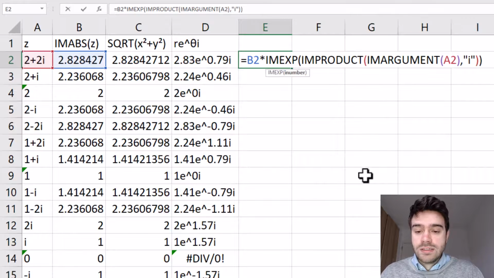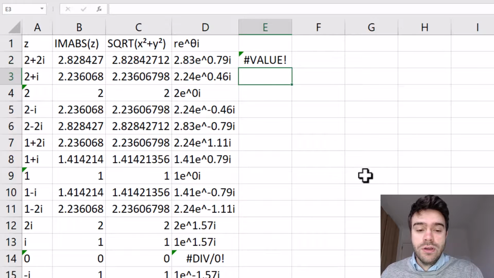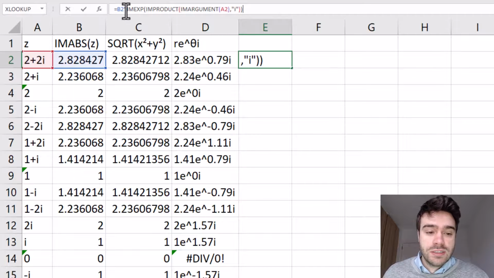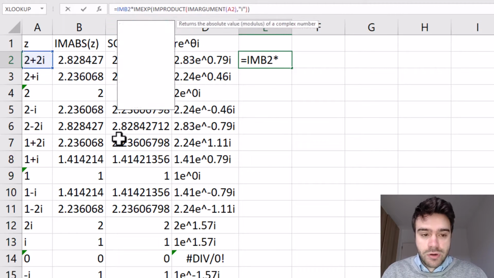Now I close the parentheses, and if I now would press enter, we will actually be getting an error. I'll show you. We get a value error. And the reason why that's happening is because we are multiplying a real number with a complex number. And like I mentioned earlier, complex numbers are considered to be text in Excel. So we cannot use this asterisk here to multiply our modulus with e to the power theta i. We also need to wrap this in the IMPRODUCT function.